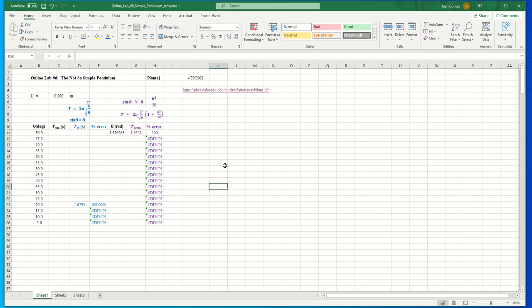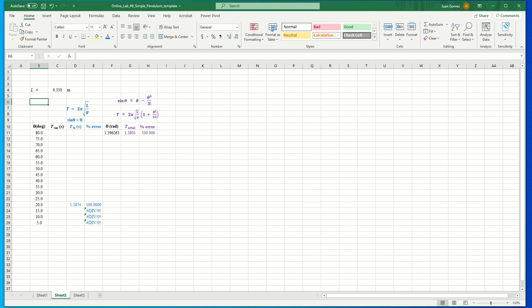And remember, notice each of the equations for the period, whether we're using the small angle approximation or not, it's independent of the mass. So here I've just chosen a length of 0.7 meters. Then we're going to do the same thing, and cut the length approximately in half.